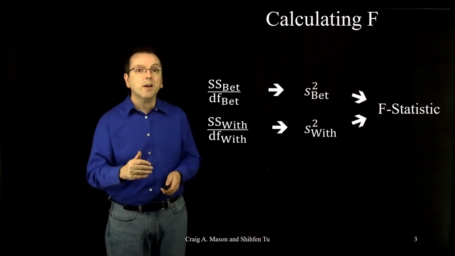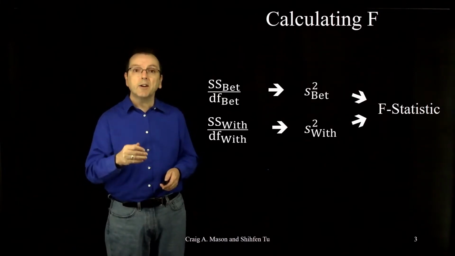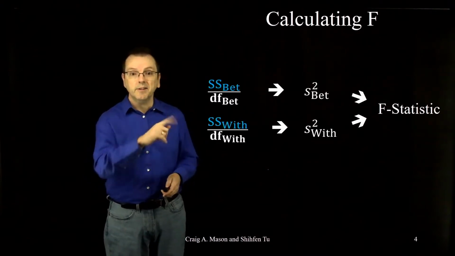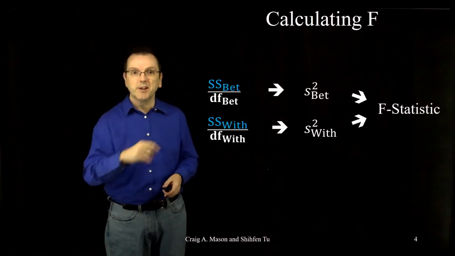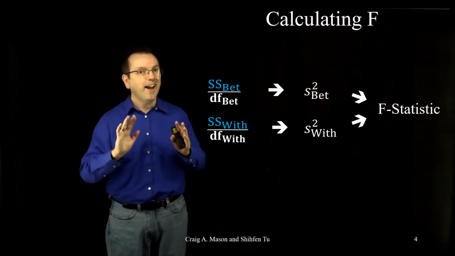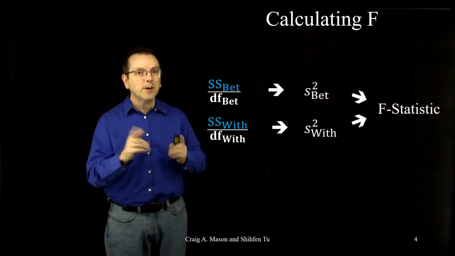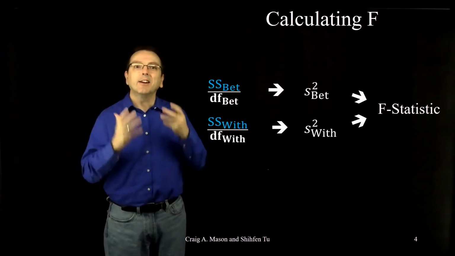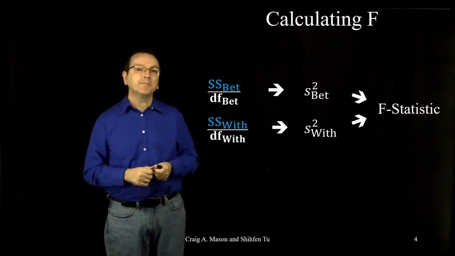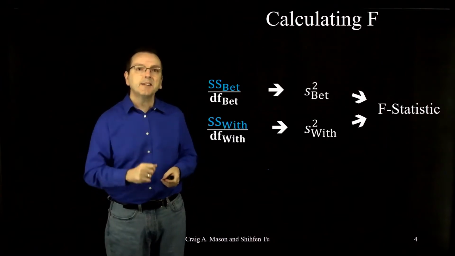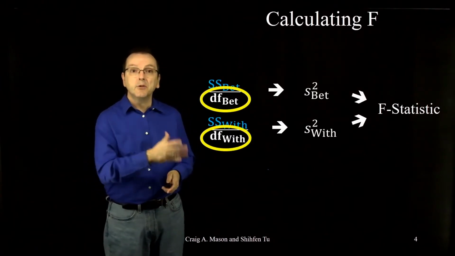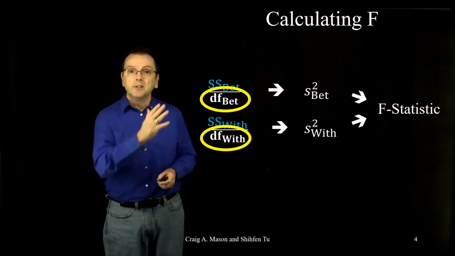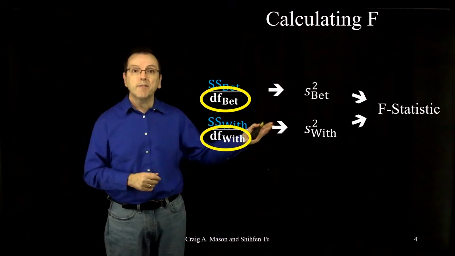Partitioning the sum of squares showed us how to calculate the sum of squares between and the sum of squares within, these two numbers here in blue. I know that was a lot of work for two numbers, but the rest of the calculations are pretty straightforward from here. Our next step is to determine the degrees of freedom between and the degrees of freedom within so that we can then calculate our variances.